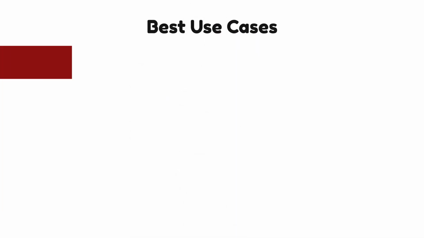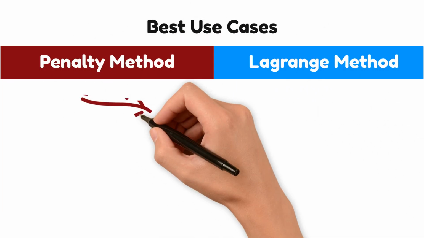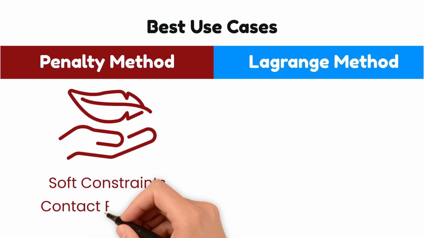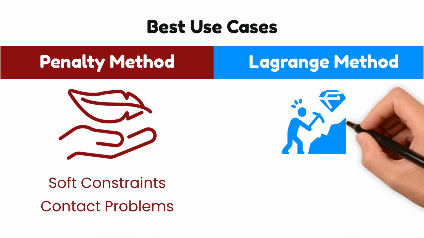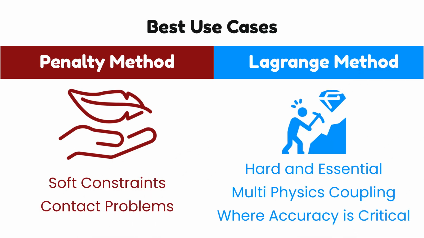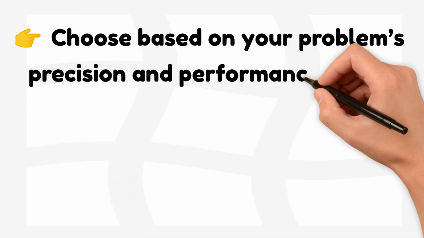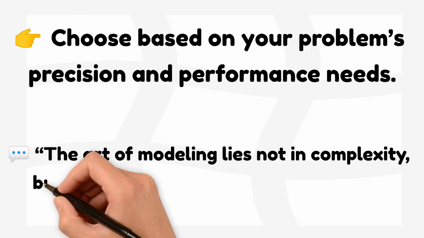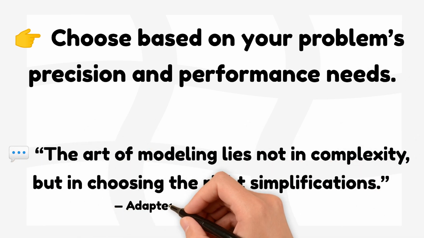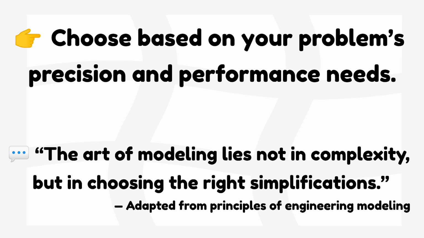So, coming back to the first question, when should you use each method? The penalty method works really well for soft constraints and contact problems where a bit of flexibility is acceptable. The Lagrange method is best for hard constraints, multiphysics coupling, and situations where accuracy is absolutely critical. Hope these differences really clarify things for you. In the end, basically choose the method that matches your problem's need for precision and performance.